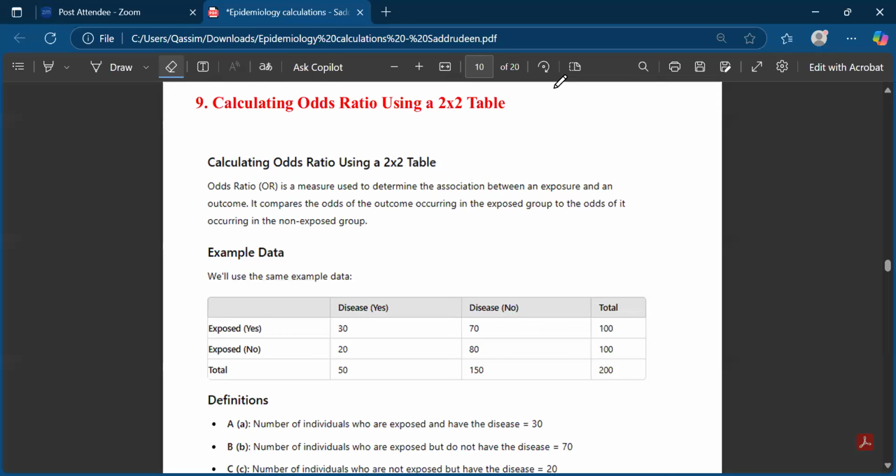So let's look at the odds ratio. You can see, if you don't know how to draw a 2x2 table, you're finished. But don't lose hope.